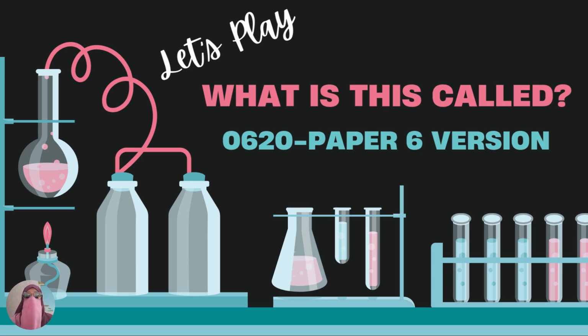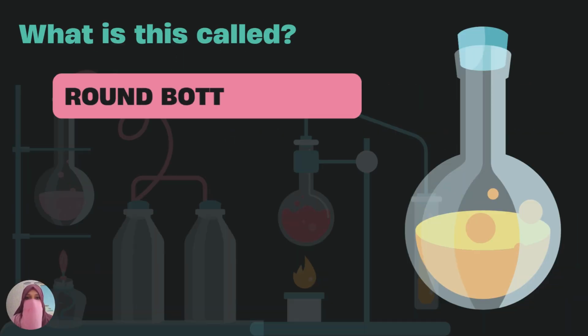Today we're going to play the apparatus version for the 0620 chemistry paper 6, the apparatus one. So let's start. Okay, what is this called? A round bottom flask.